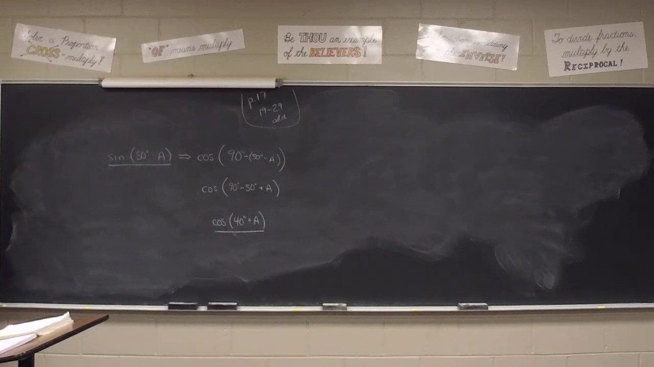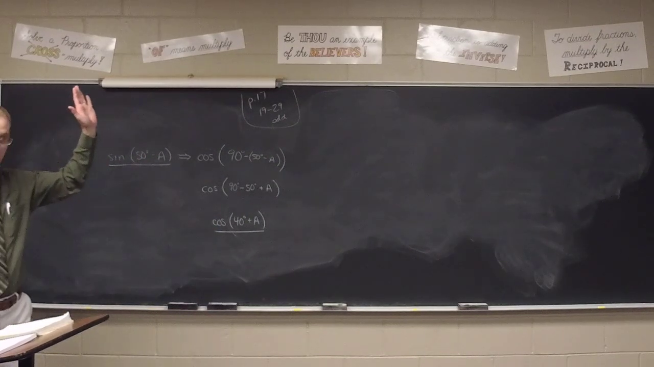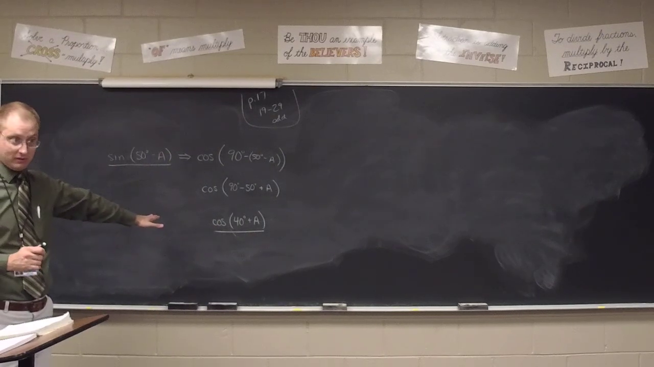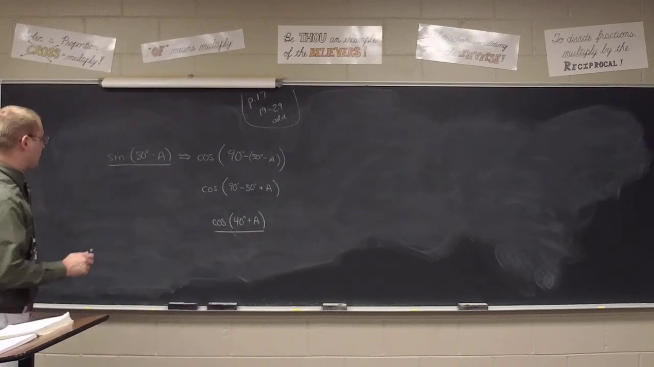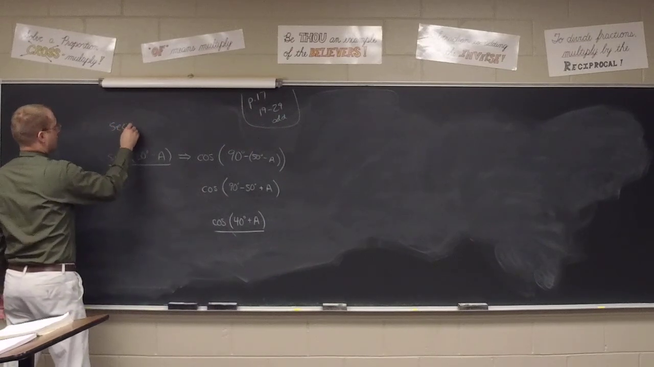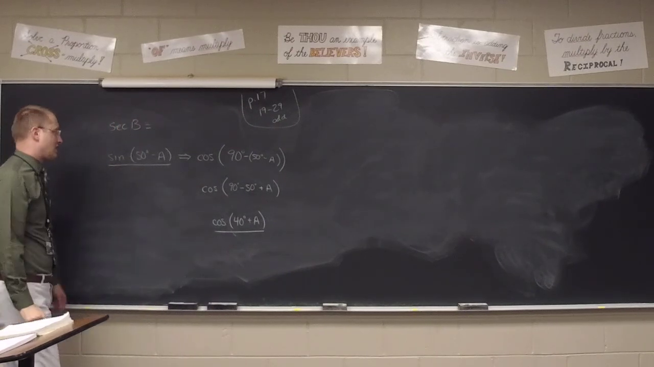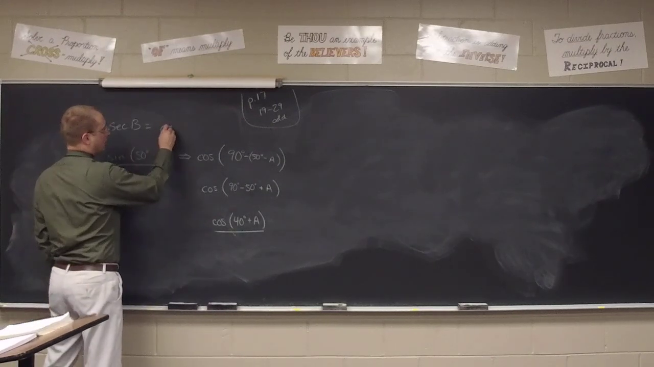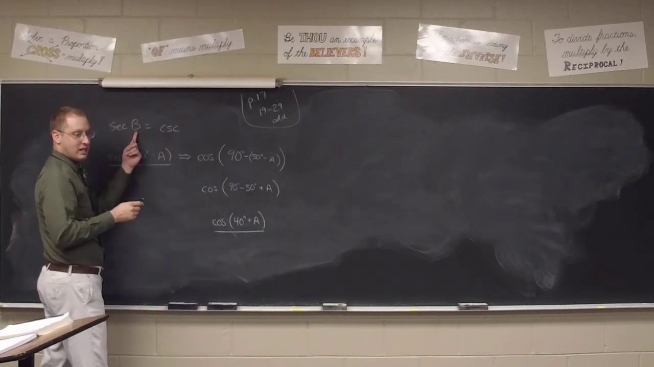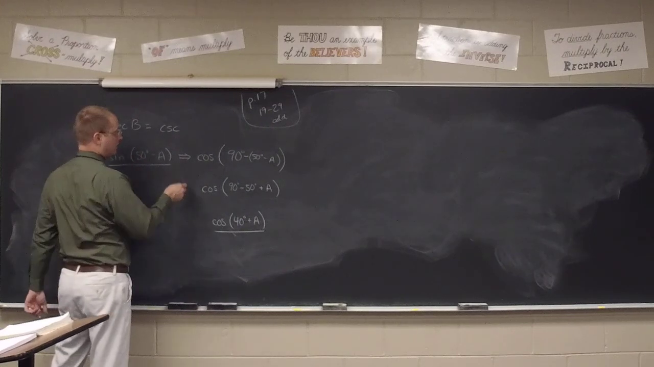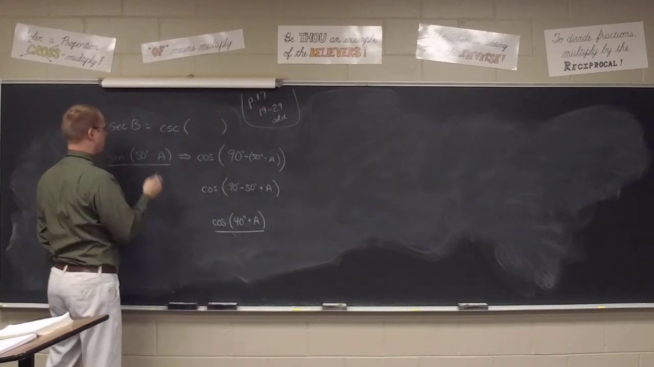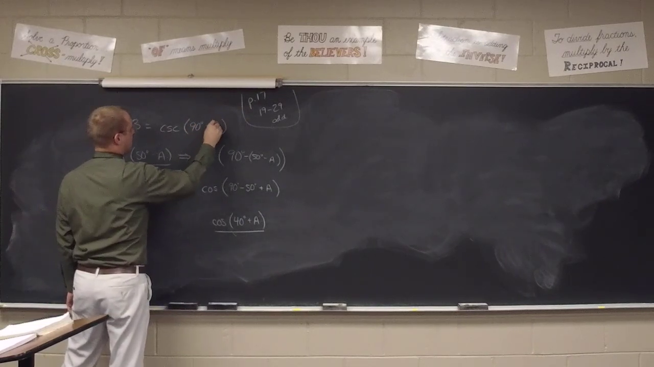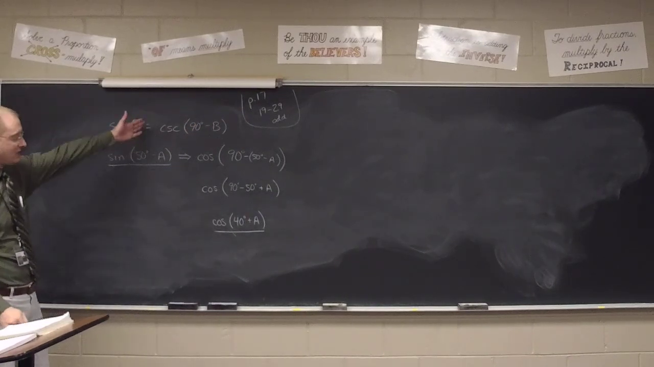Does that make sense? How many had that? Okay, does it make sense now? Question. All right, for the secant of B, again, this is insultingly easy. If we're changing to the cofunction, Quentin, I'm going to change secant to cosecant, and I'm going to subtract whatever angle they give me from 90. When I subtract B from 90 degrees, what do I get? 90 degrees minus B. There's my answer. That's how we have to leave it.